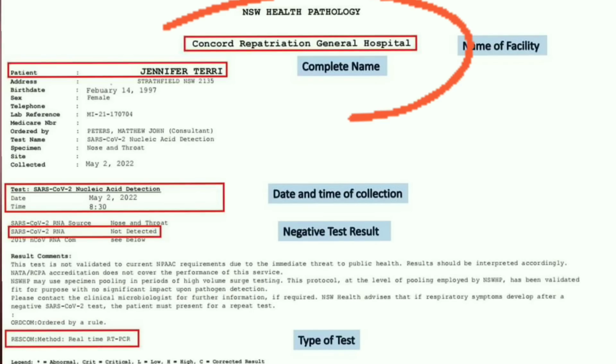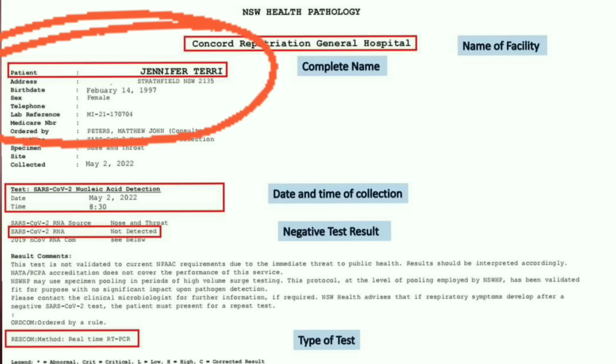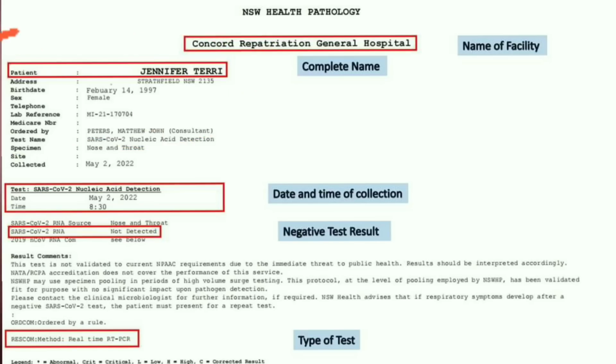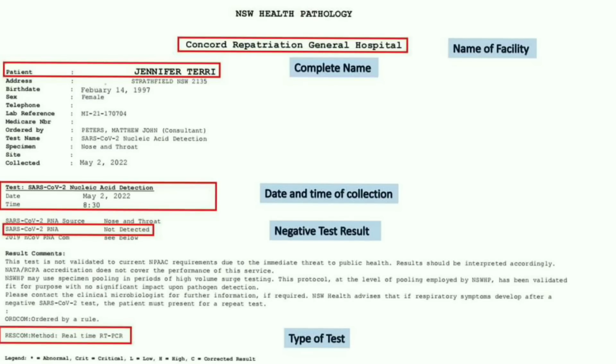Ito po. This was an example. First up, it should mention the name of the facility, the clinic or pharmacy or a hospital or laboratory. It should mention the name and then your complete name as reflected in the passport. For married women who still have their passports in their maiden names, pwede po kayong magdala ng marriage certificate. And then it should mention the date and time of collection. Yan, for example, this one, date May 2, time 8:30 a.m. And then, it should mention negative or SARS-CoV-2 not detected, yung result.